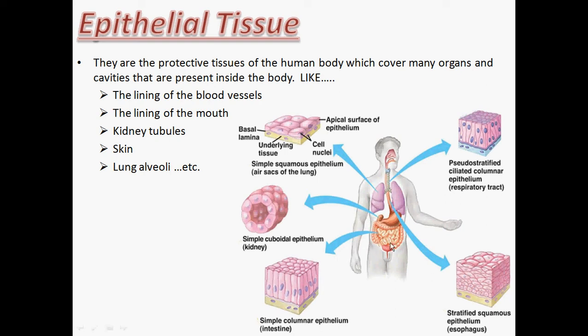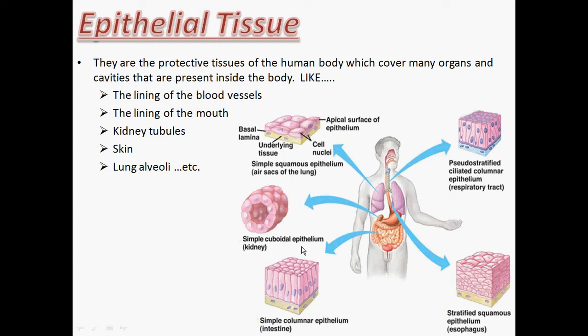Okay, and it absorbs the nutrients and various kinds of digested food, to form the blood in the intestine. It has a column-like shape because the intestine requires much more protection from any kind of infection. So to protect the intestine from any kind of infection, the epithelial tissue is present. As I told you, the epithelial tissue is a protective tissue also.